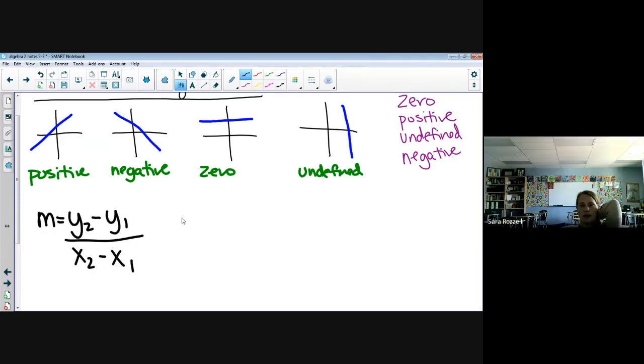You might have also heard this called rise over run. This just means, how is the y changing? That's your rise, your up and down. How is your up and down changing over what happens left and right? So the up and down is on the top, the left and right is on the bottom.